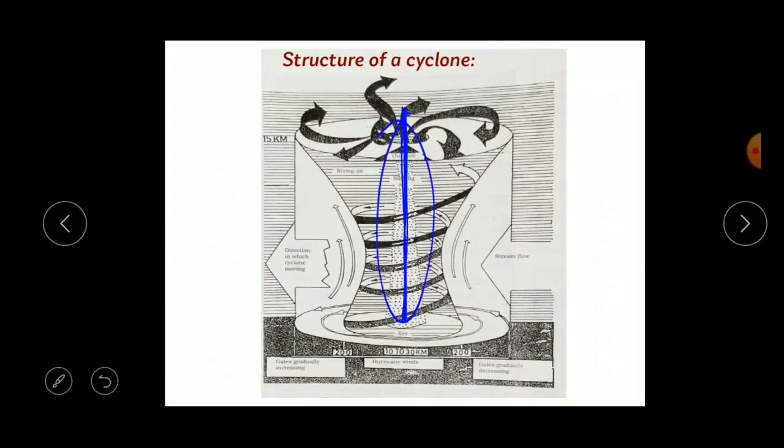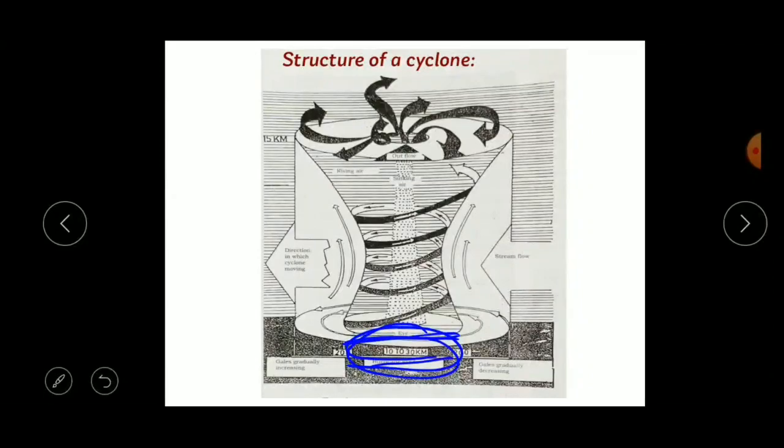Okay, so the next point is the diameter of the eye ranges from 10 to 30 kilometers. Here you can see this, children? 10 to 30 kilometers. Yes, because it is in a circle form, the diameter of this eye is from 10 to 30 kilometers.